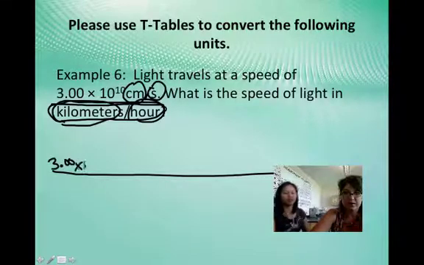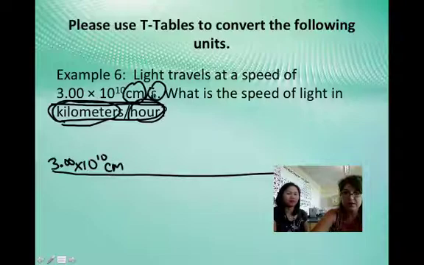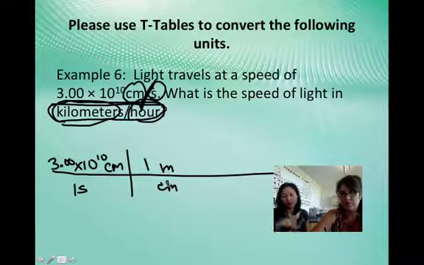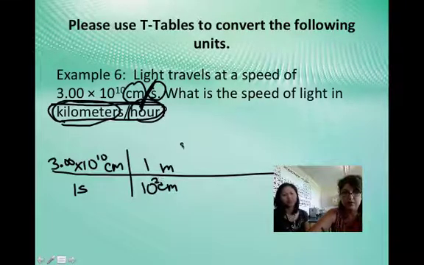So we're going to start with what we're given. 3 times 10 to the 10 centimeters, and it says per second. That means second goes on the bottom. That means in 1 second you go 30 billion centimeters. That's a long ways. We know we want centimeters down here. How do we get home? Go to meters. Meters is bigger. How many steps was centi? 2 steps. 10 to the second.